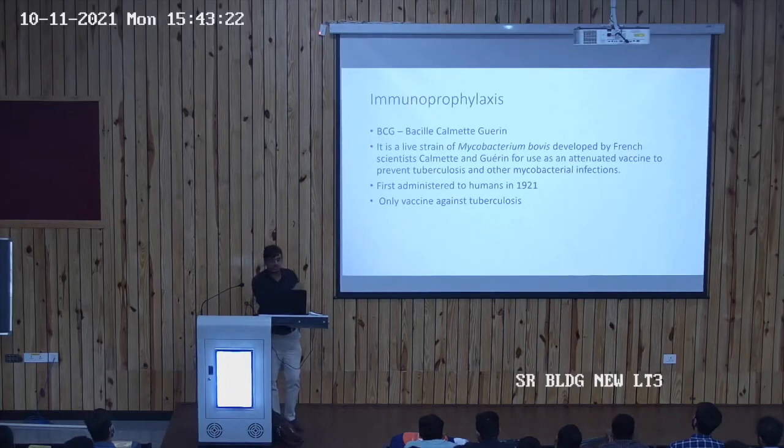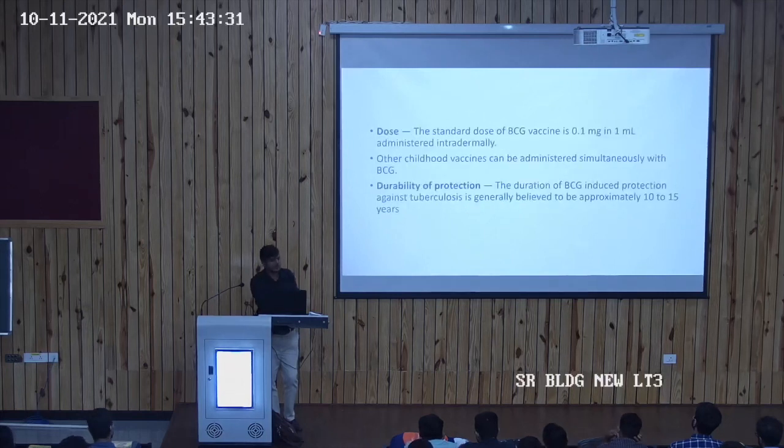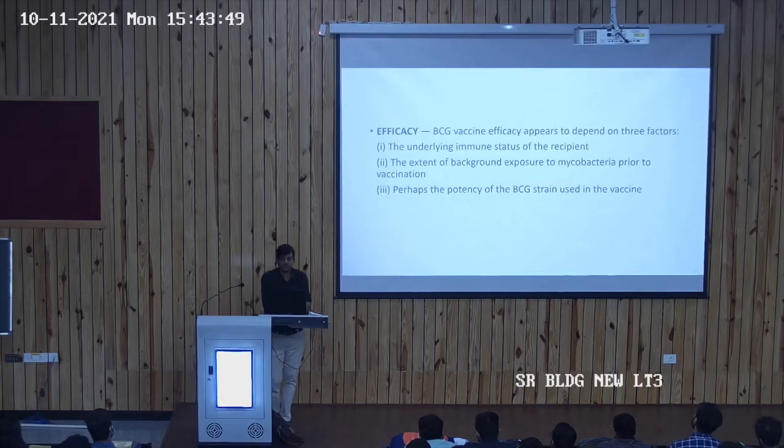It was first administered to humans in 1921, and it's the only vaccine which is active against tuberculosis. The standard dose of the BCG vaccine is 0.1 milligram in 1 ml administered intradermally. Other childhood vaccines can be administered simultaneously with BCG. The durability of protection is generally believed to be approximately 10 to 15 years. BCG vaccine efficacy appears to be dependent on 3 factors: the underlying immune status of the recipient, the extent of background exposure to mycobacteria prior to vaccination, and perhaps the potency of the BCG vaccine strain which was used.